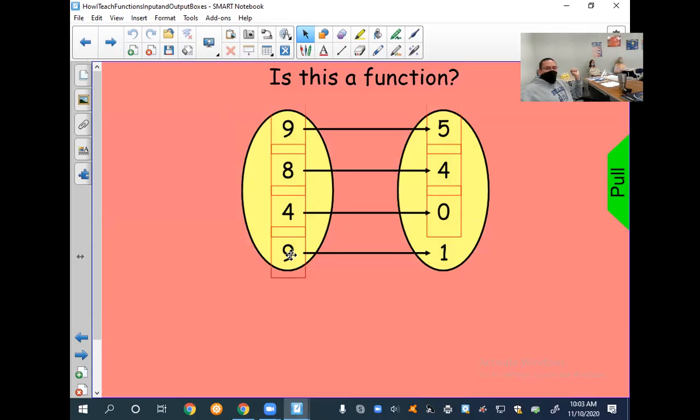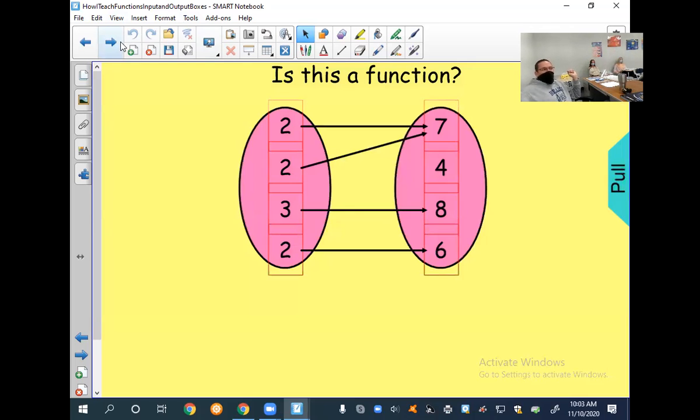They tricked you here. What do they got here? 9 going to a 1 and a 9 going to the where? 5. So would it be? See how they kind of mess with us there? They threw in the same number twice. Okay. Can a 9 go to a 5 and a 9 go to a 1? No. So one more time, yes or no?